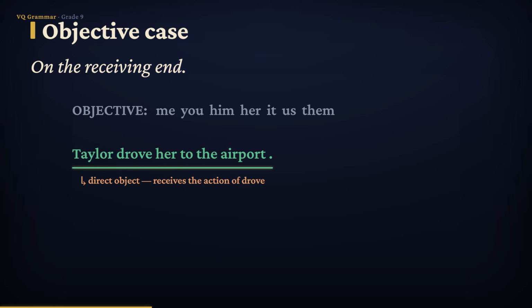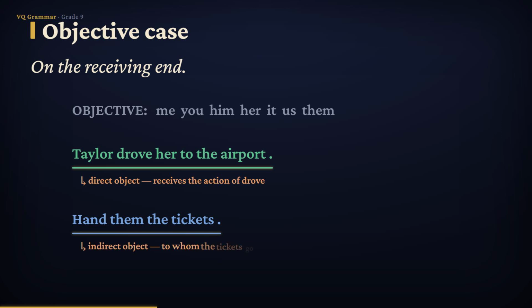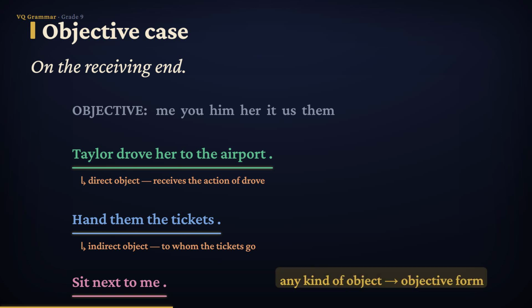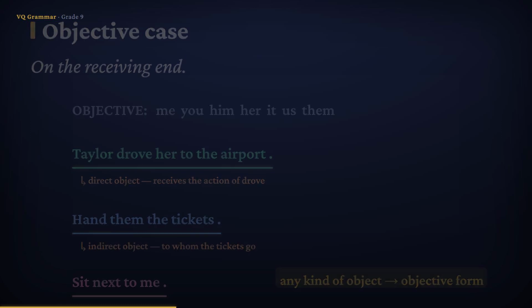Second, as an indirect object. Hand them the tickets. The tickets are handed, and them are the people they go to. Third, as the object of a preposition. Sit next to me. That little word to needs an object, and me fills the slot. Direct object, indirect object, object of a preposition. Whenever a pronoun is any kind of object, you reach for the objective form.